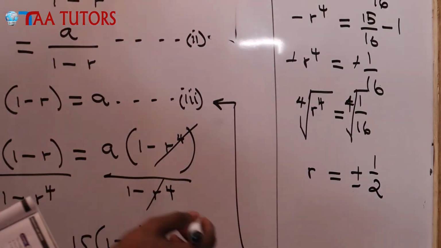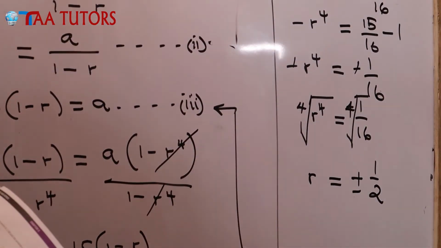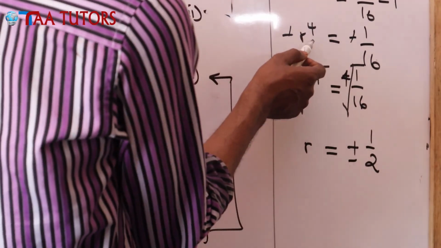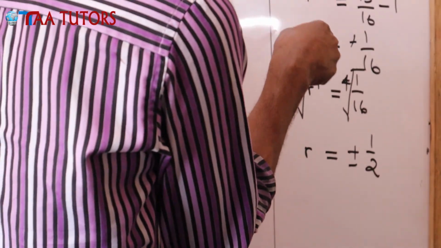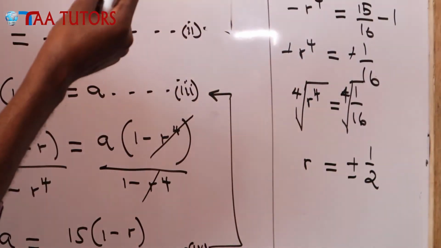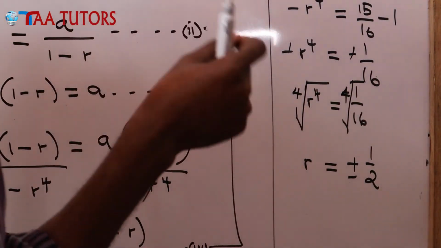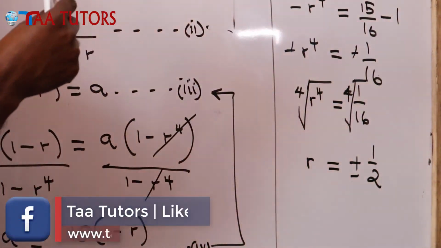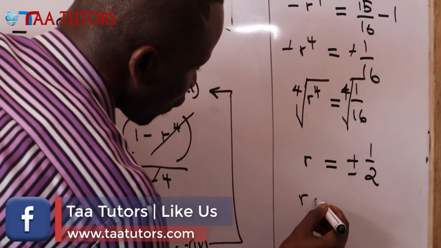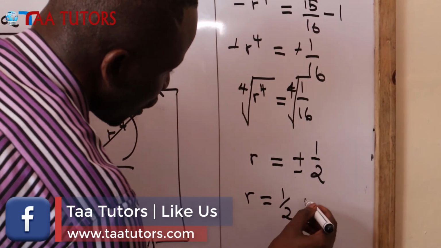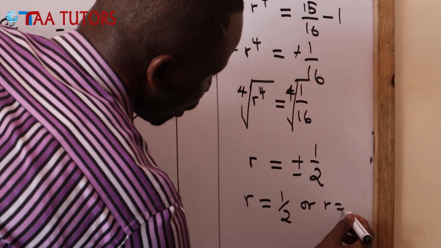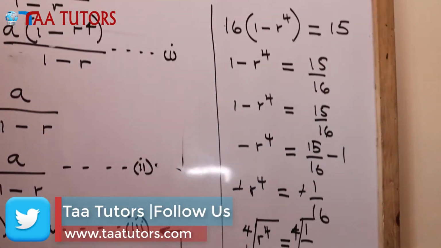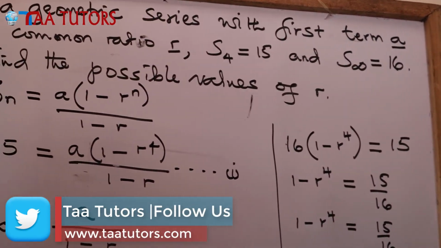So we know that in this case r is either plus or minus. The reason why I'm bringing plus or minus here is that this is an even number. If it was an odd number, maybe power 5 or power 3, the answer can only be one. But in this case, it's an even number, so the root of an even power will be either negative or positive. Now, r can be positive a half or r can be negative a half. That's the answer that we were expected to get.